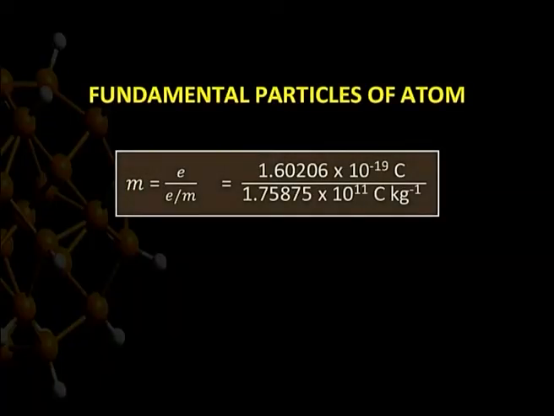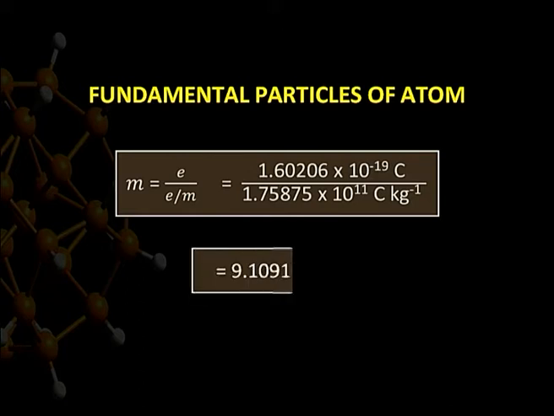The mass m is equal to e divided by e/m, which can be calculated by this equation, and by these figures it will be equivalent to 9.1091 × 10^-31 kg.